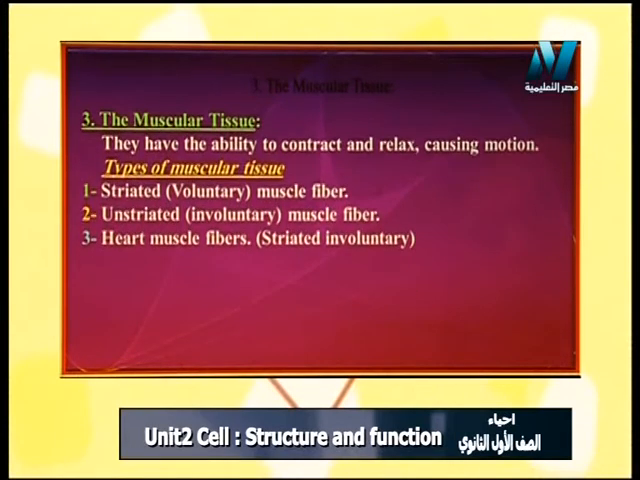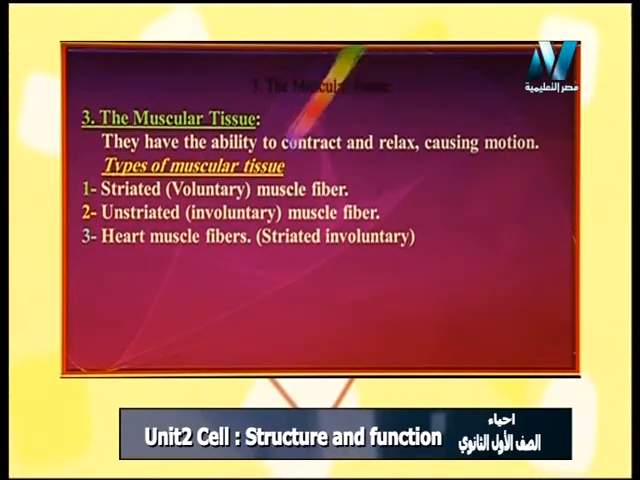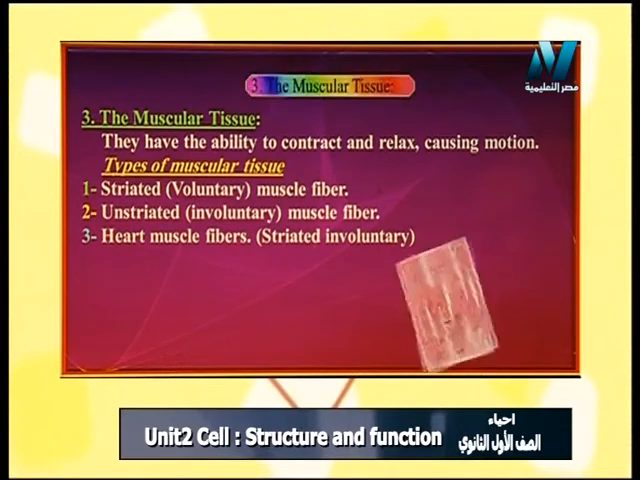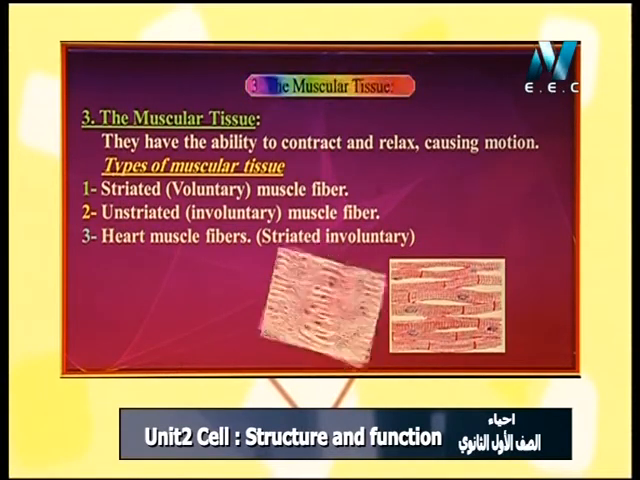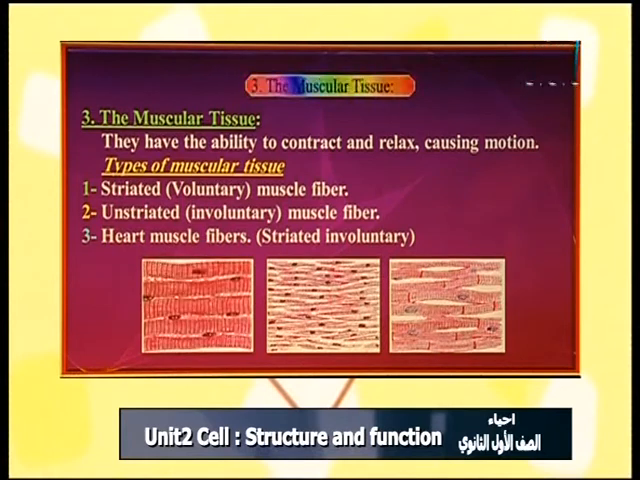The third type of the animal tissue is the muscular tissue. The muscular tissue is the tissue has the ability to contract and relax, causing motion. And there are three types of muscular tissue: striated or voluntary muscles. The second is the unstriated or involuntary muscles. The third is the heart muscles or cardiac muscles, which are striated and involuntary muscles.